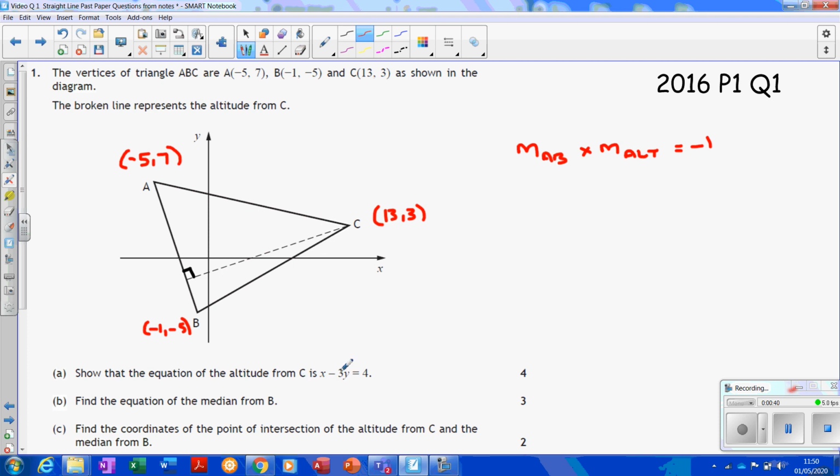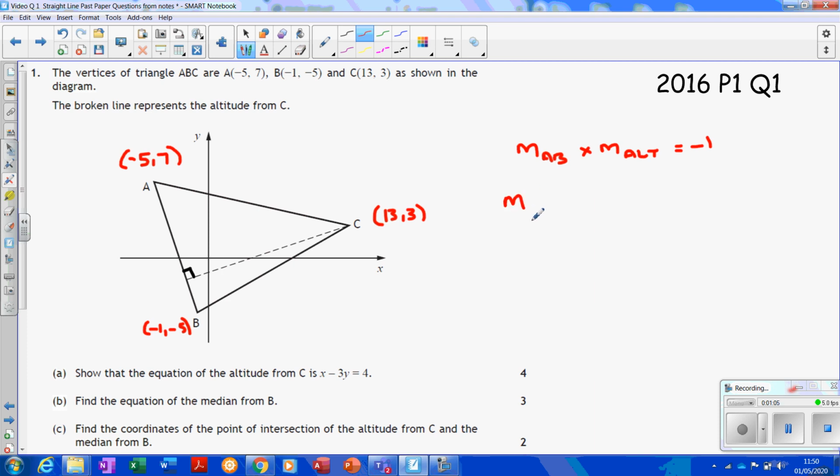So we have to work out the equation of the altitude. On the altitude, you only ever know one point, and that's that point there. So I can't work out the gradient using y2 minus y1 divided by x2 minus x1. So I use the fact that it's perpendicular to the opposite side. I'll make my statement: gradient of AB multiplied by the gradient of the altitude is -1. So we'll now work out the gradient of AB.